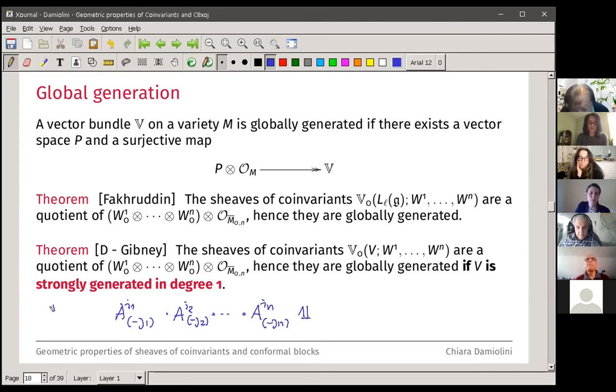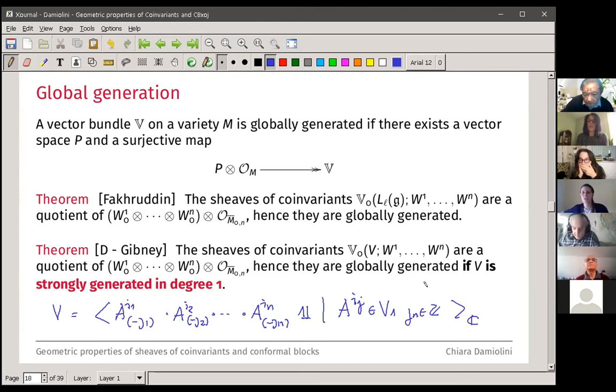Right, so every element of V is essentially a linear combination of elements of this type, where the a_{i_j} are of degree 1, and the coefficients are in Z. So essentially, V_1 generates everything.